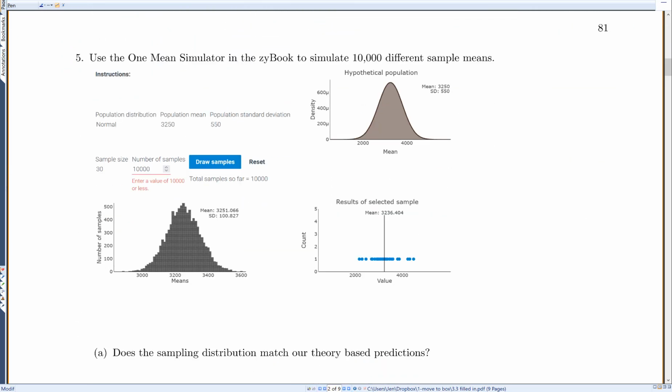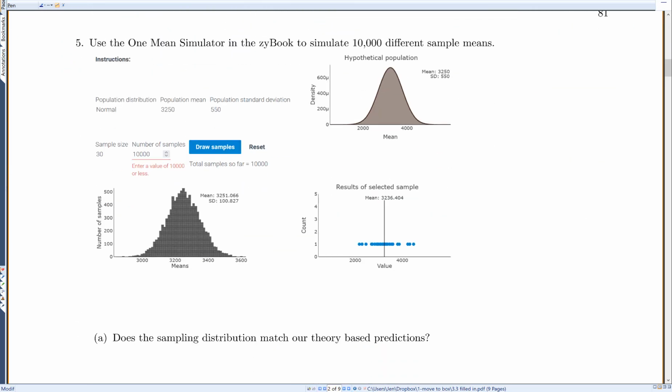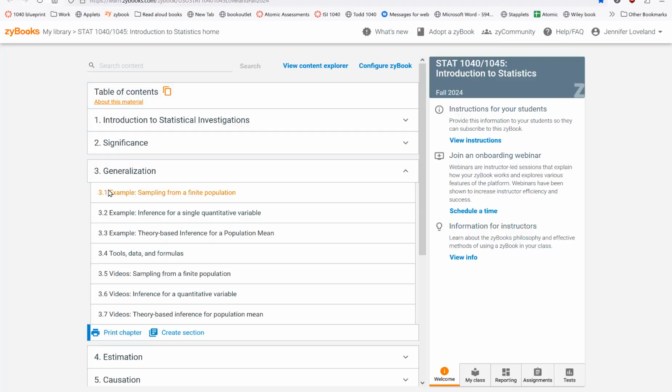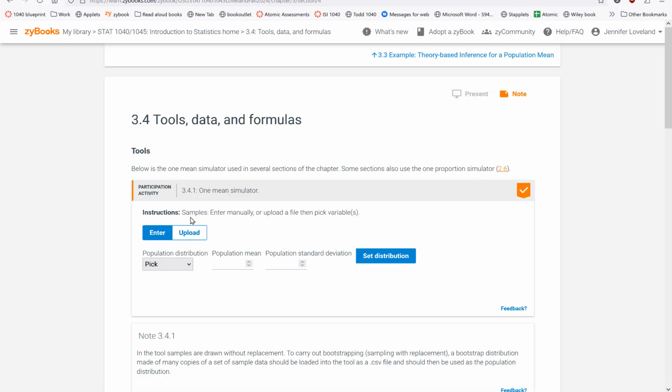So now we can actually use the one mean simulator in the Zybook. So let me pull that up. I apologize, I said section 3.10. I've changed it in your notes now. It is section 3.4 because the Zybook lets me change these so it can change from semester to semester. So 3.4, tools, data and formulas. And it's just this first one right here, the one mean simulator.